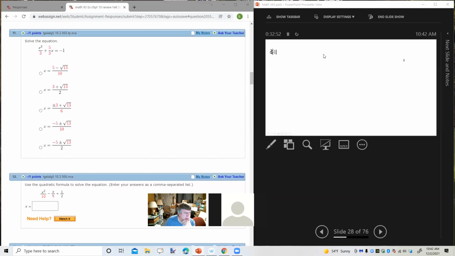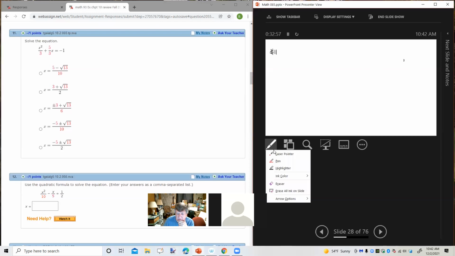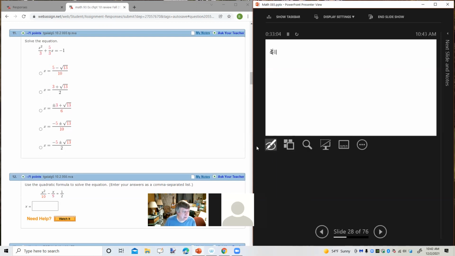So now we're going to get rid of some fractions. Let's see, let's get rid of this little piece here. Clean up the problem there. Okay, so we've got x squared over 3 plus 5/3 x equals negative 1. So first of all, I'm going to add 1 to both sides of the equation to put things in standard form.